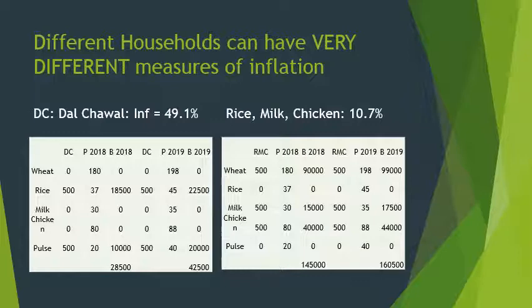So their budget in 2018 is 145,000, and in 2019 it's 160,000. So the total inflation rate is only 10%. So this is very different from the experience of the dal chawal group. So depending on what commodities you purchase, your inflation can be 11% or it can be 50%. So how can we use one number to describe both of these inflations?